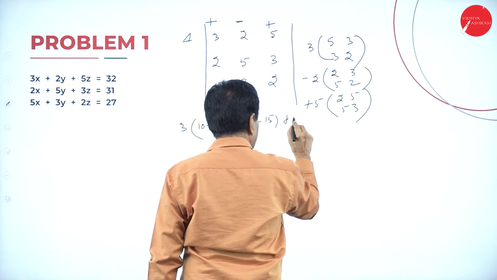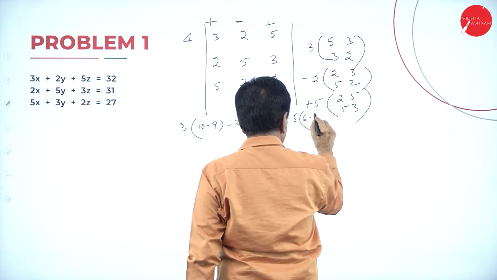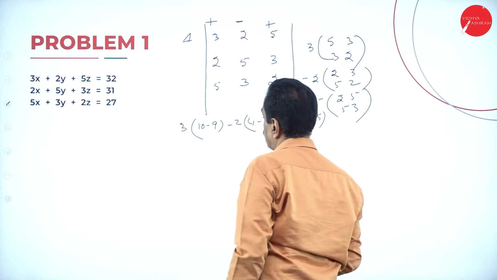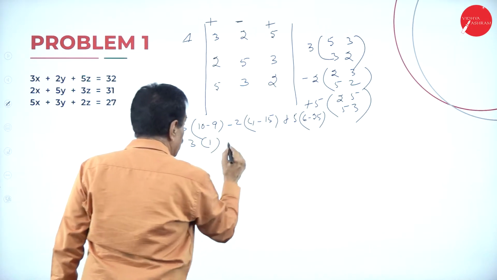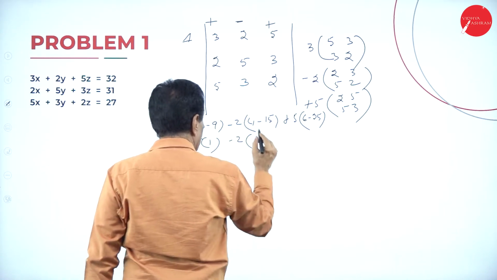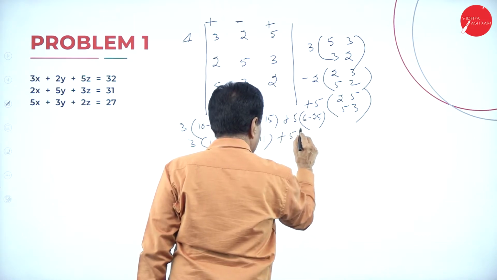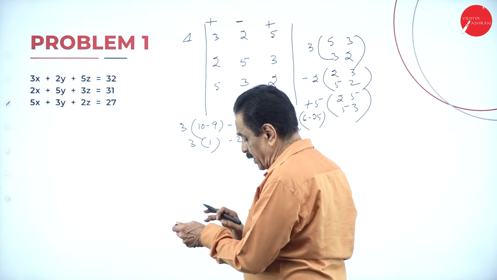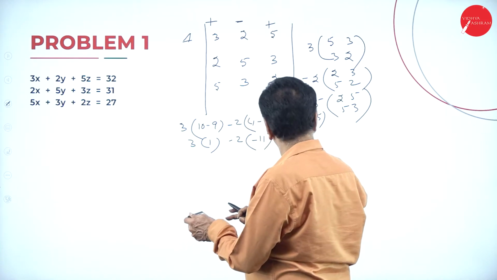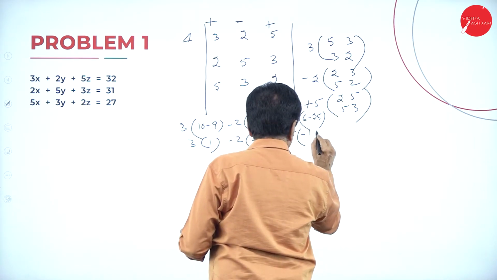Come back to 5. 2 3s are 6, minus 25. This is 3 into 1, minus 2 into minus 11, plus 5. 25 minus 6 is 19.